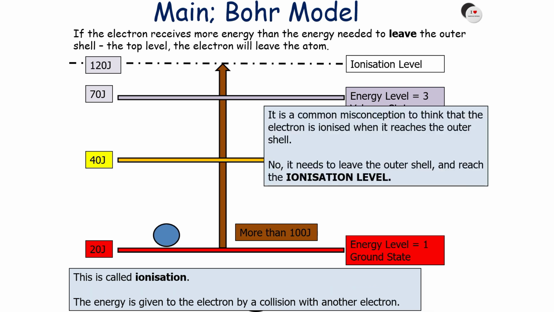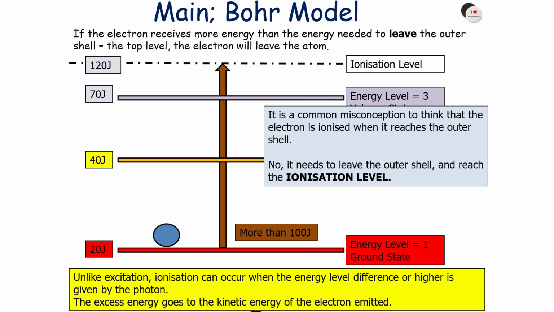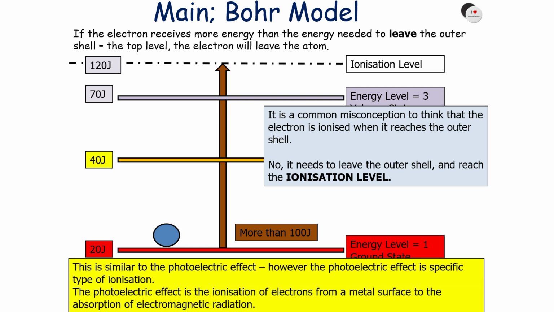Now it's a common misconception to think that the electron is ionized when it reaches the outer shell. No, it needs to leave the outer shell and reach the ionization level. Now unlike excitation, ionization can occur when the energy level difference or higher is given by a photon, and the excess energy goes to the kinetic energy of the electron emitted. Now in ionization, not all of the kinetic energy of a colliding electron needs to be passed on to the atom in a collision. It is very similar to the photoelectric effect.